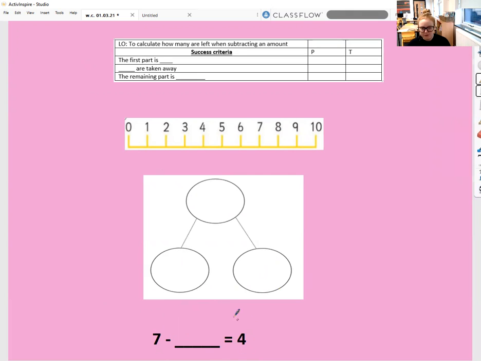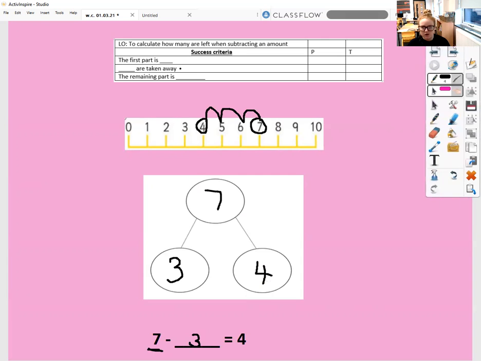So we'll look at this one as well. We've got a different part today. So our first part is 7. Now we want to know how many are being taken away, but we don't have the answer, but we do have our remaining part. So our remaining part is 4. So to find out how many taken away, it's how many spaces we would need to jump between our first part and our remaining part. So let's have a look. 1, 2, 3. We need to jump 3 spaces, so we are taking away 3. So if we put that in a part-whole model, our whole will be 7. We are taking away 3, which is one part, and our remaining part is 4.